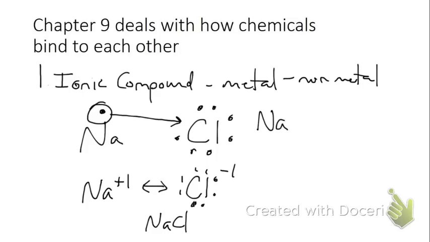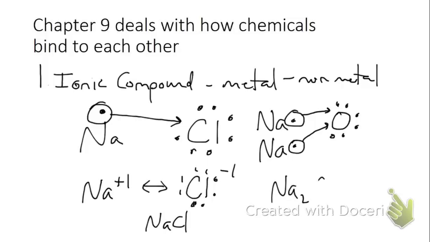We can also do sodium oxide, where oxygen has 6 valence electrons and sodium only has 1. So when the oxygen takes 1 electron, it still has a spot open. The way we fill it is with another sodium. And so here we have Na2O. That's sodium oxide. For ionic compounds, this is how we get the subscripts. It's based on the number of electrons that are transferred. And the Lewis structure does show this.